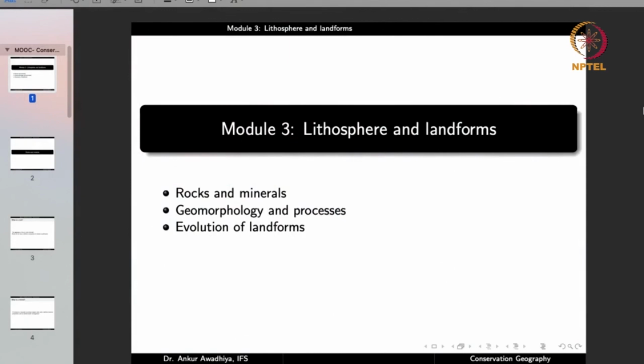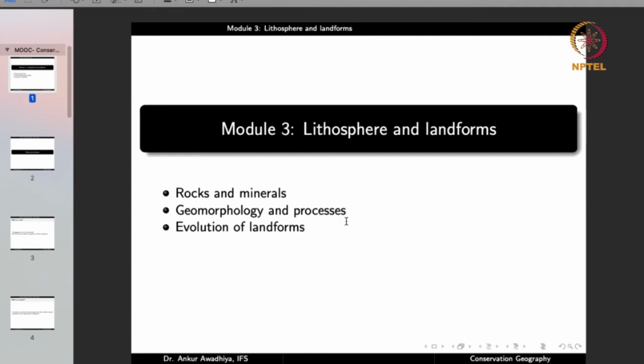So this module is going to concentrate on the solid sphere, that is the lithosphere, and it will have three lectures. The first is rocks and minerals. What are rocks? What are rocks made of? What are the different kinds of rocks? Now, rocks are made up of minerals, so what are the different kinds of minerals? How do we characterize a mineral, and so on?